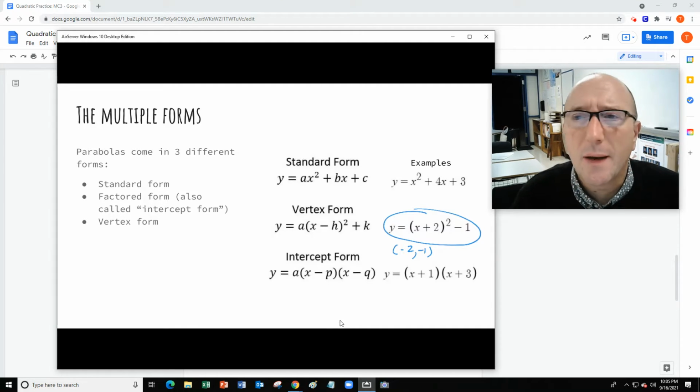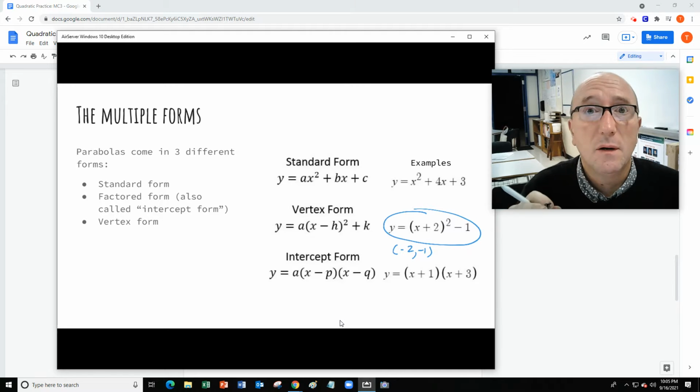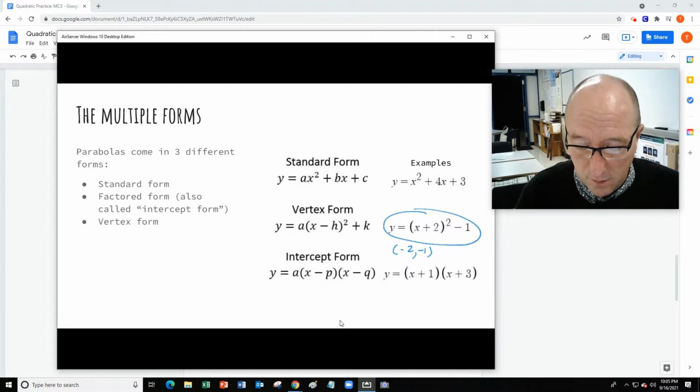You're probably wondering, well, where did that -2 come from? That +2, you're always going to switch the sign. So if you see a -4 there, you would say that would be 4. If you saw a +6, you would say that there's a -6 there. So you just flip the sign. So the vertex here of that parabola is the point -2, -1.